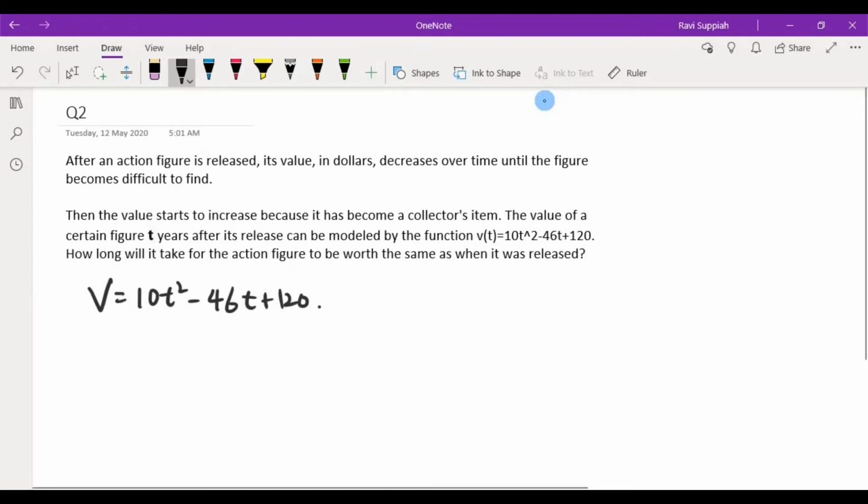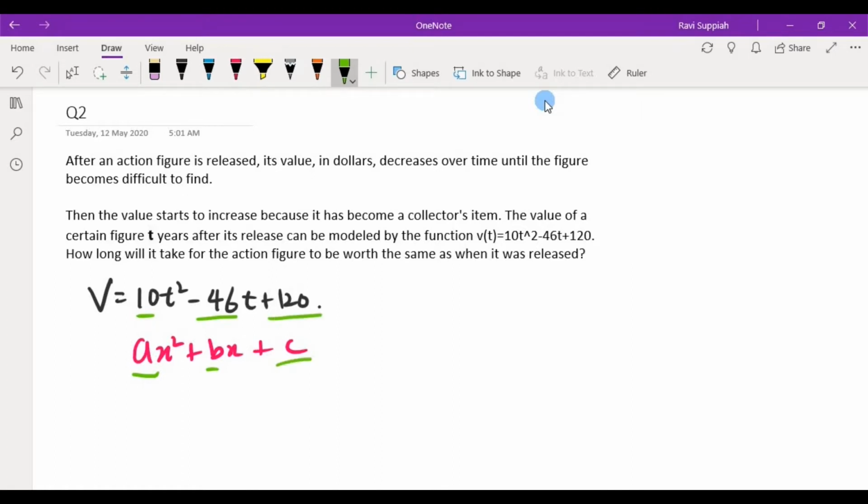curve here. A quadratic equation can be modeled as ax squared plus bx plus c. So this is your a, the coefficient of x squared. This is your b, the coefficient of x. In this case, x is t, and of course c here is your constant.